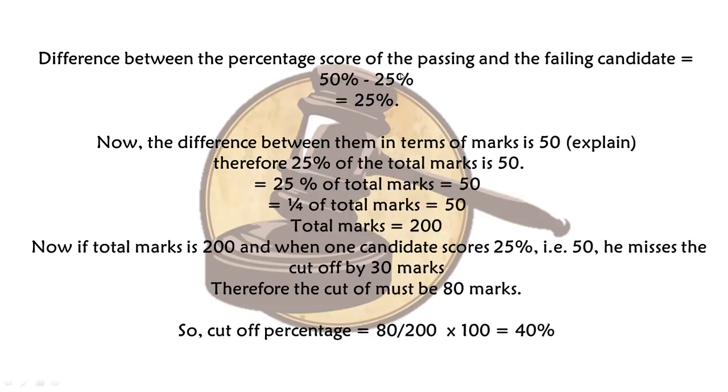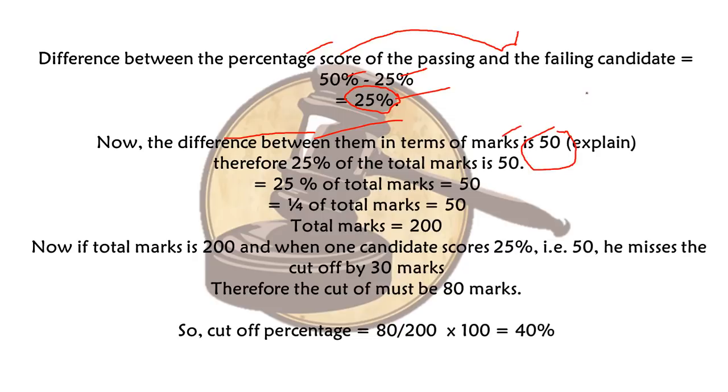So again, we'll be solving this question by a different method, because you can't really assume anything to be 100 or something here. So first, let's take the difference in the percentage of scores these two candidates scored. One scored 50% of the total marks, the other scored 25% of the total marks. So the difference between them in terms of percentage is 25%. Understood? Now the difference between them in terms of marks is 50, right?